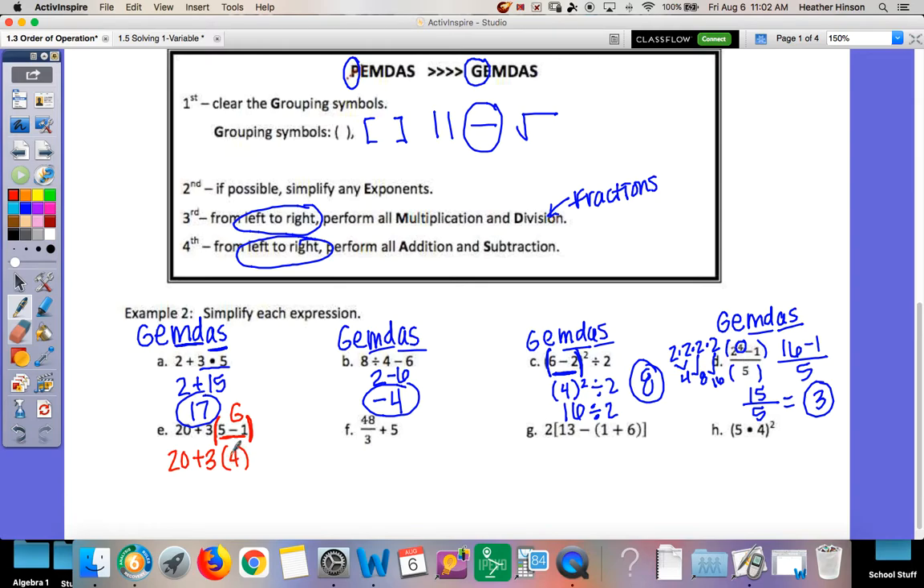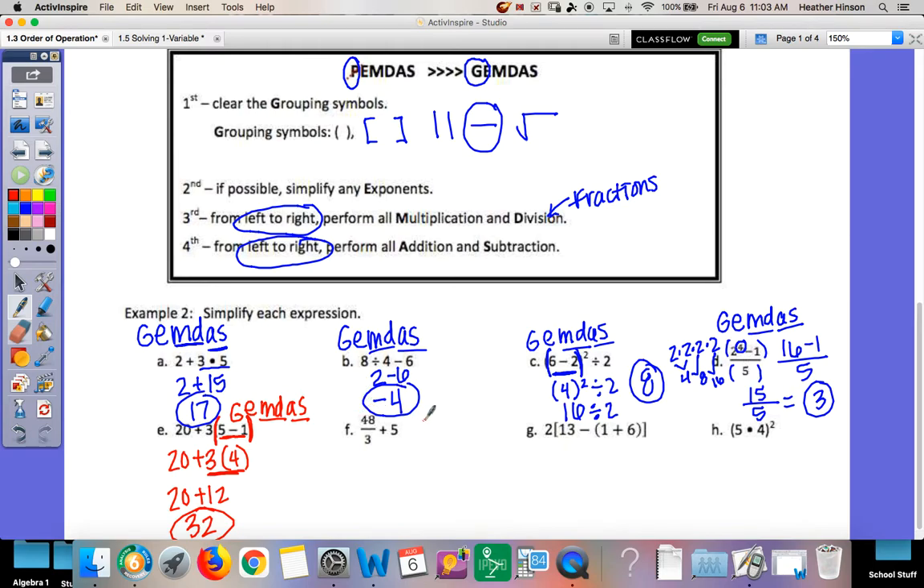Okay, so everything inside our group is done. So do we have an exponent? No. Multiplication or division? Yes, this is multiplication. What's 3 times 4? That is 12. And then addition or subtraction? Yes, what's 20 plus 12? 32.